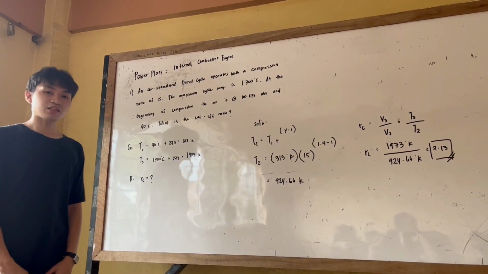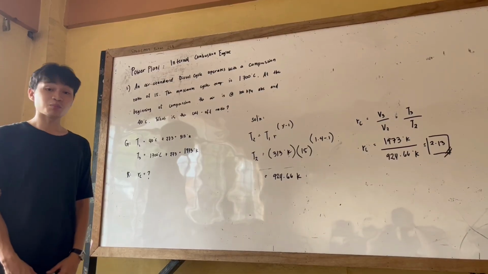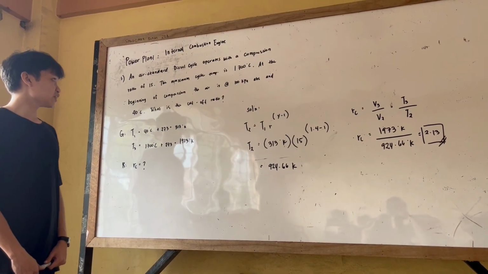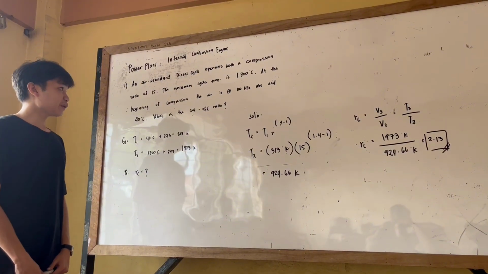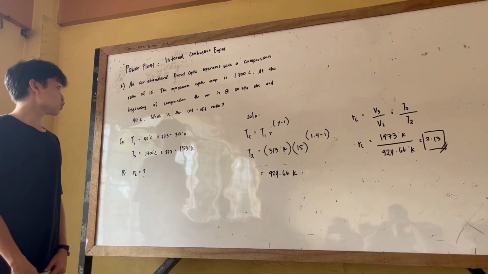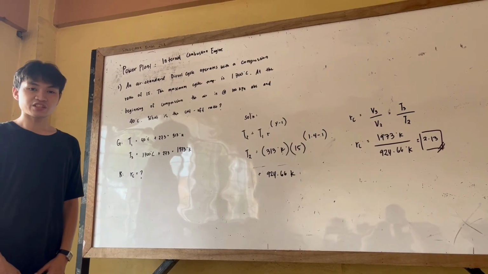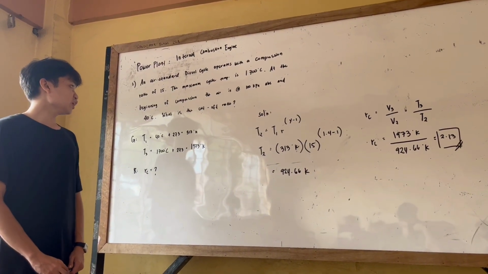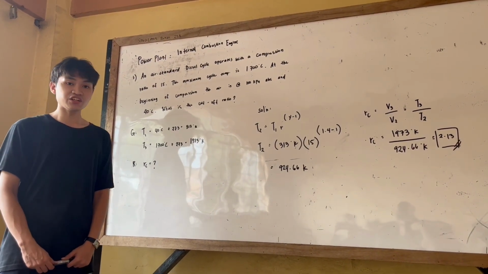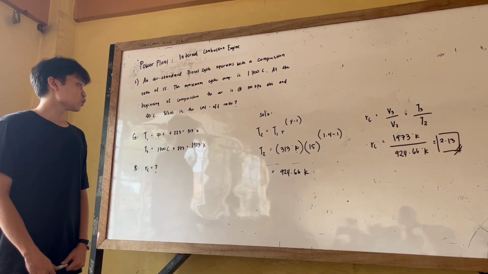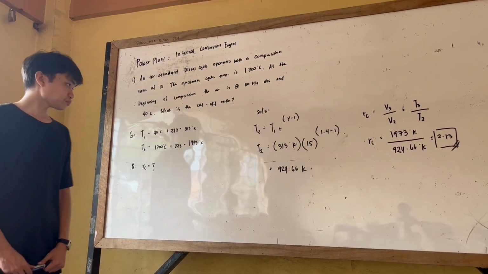In power plant subject in internal combustion engine. So first problem. An air standard diesel cycle operates with a compression ratio of 15. The maximum cycle temperature is 1700 Celsius. At the beginning of compression, the air is at 100 kilopascal absolute and 40 degrees Celsius. What is the cutoff ratio?